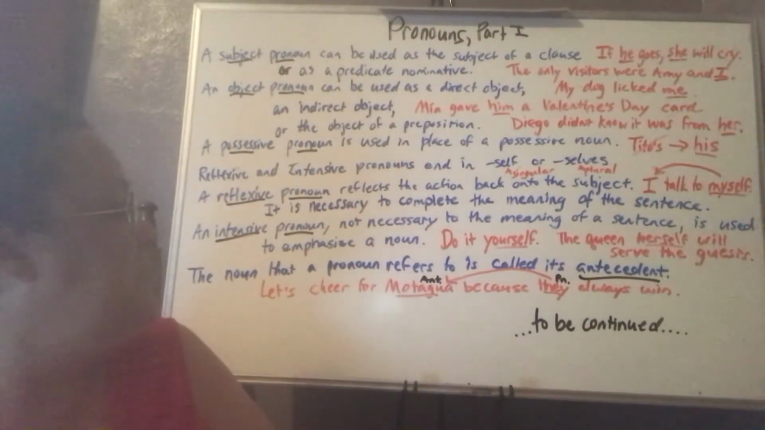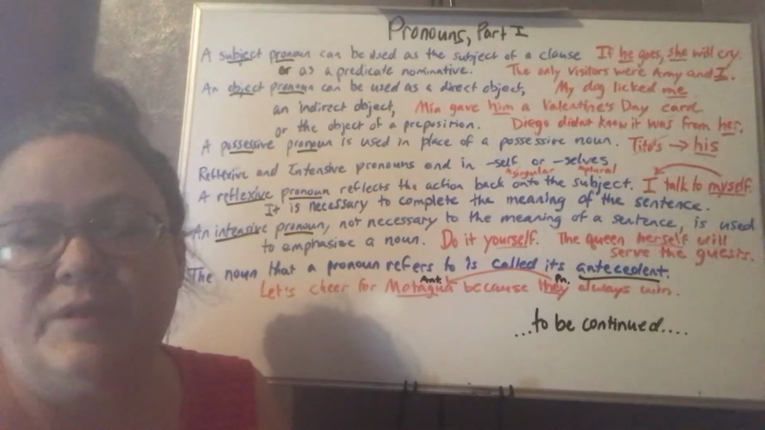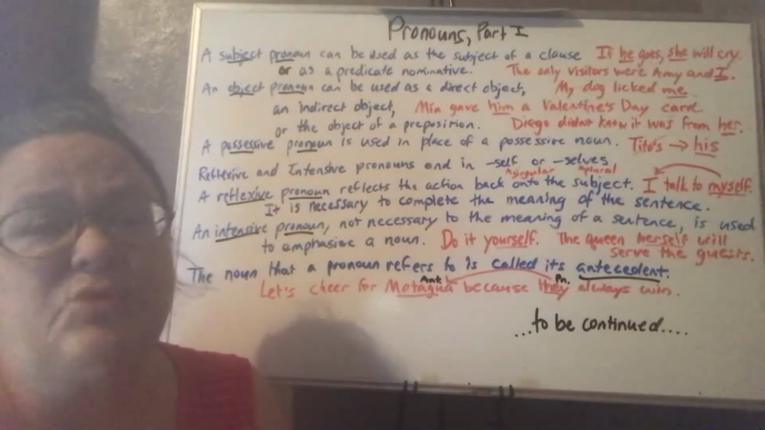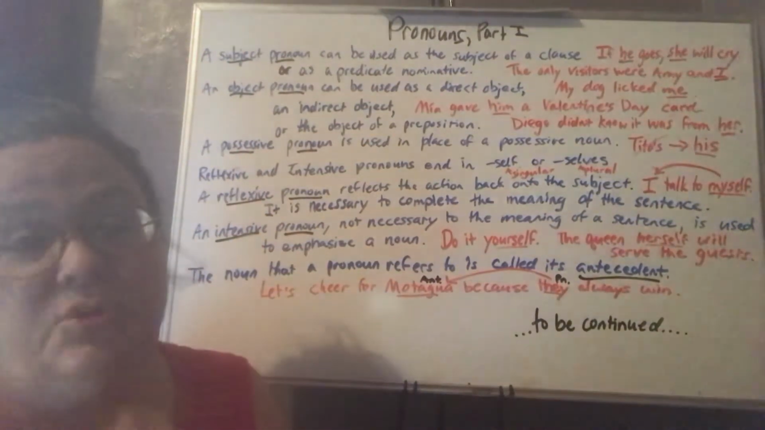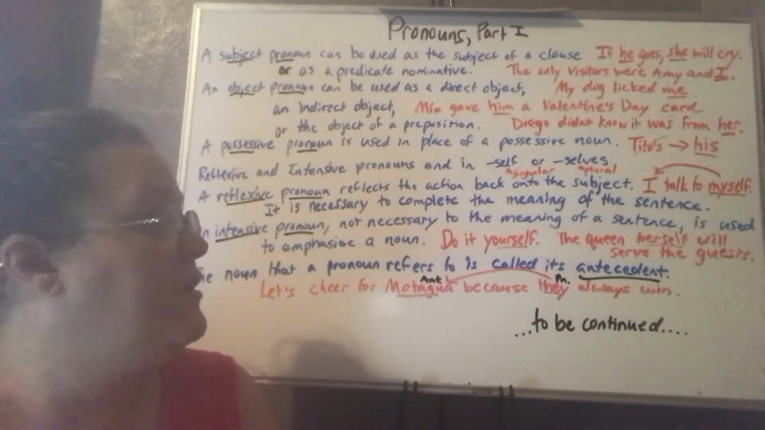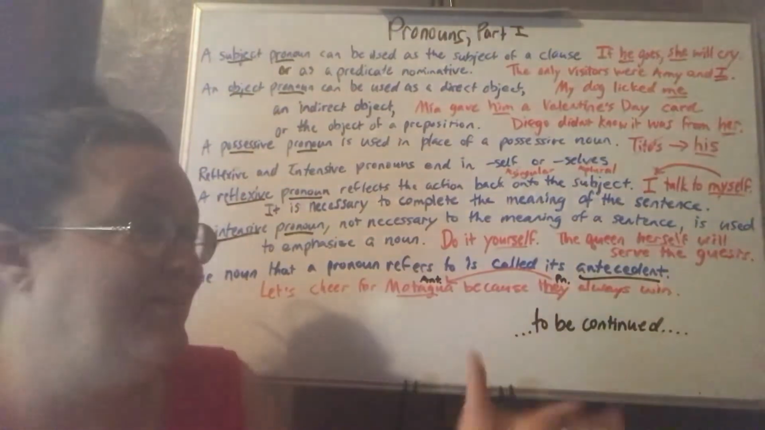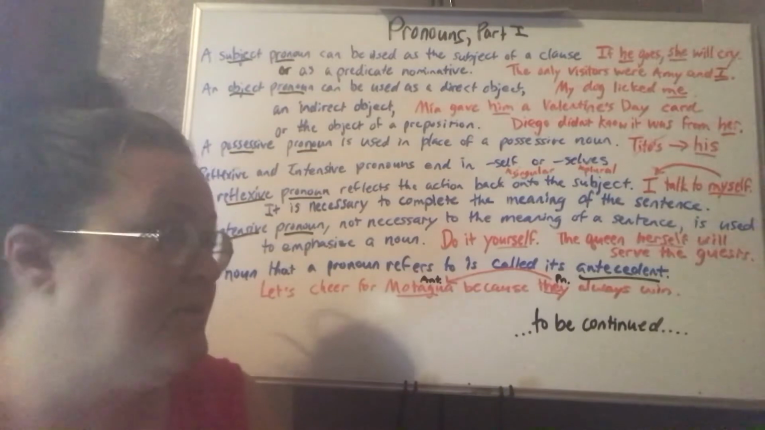An intensive pronoun, using the same words, is not necessary to the meaning of a sentence, and is used to emphasize a noun. Here's one example, do it yourself. Do it means the same thing as do it yourself. I just want to emphasize, I'm not doing it, I want you to do it yourself. And the noun that it's emphasizing is actually not in the sentence because it's an imperative, and the noun that it's emphasizing is you, the subject of the sentence.